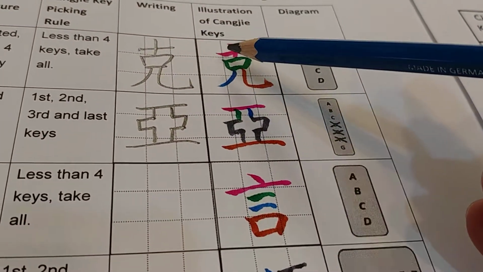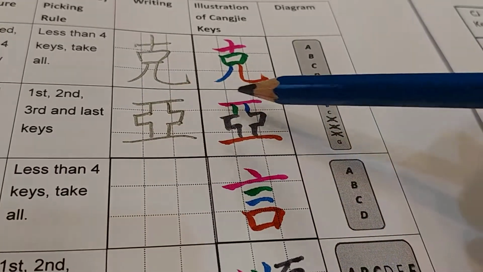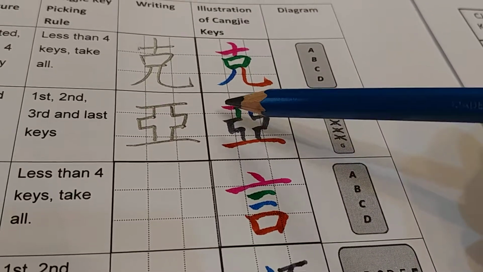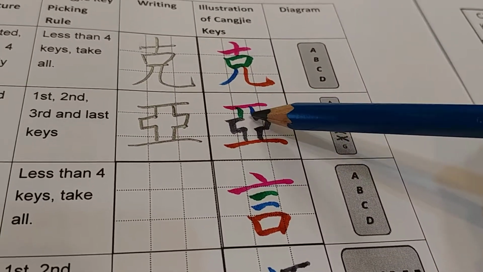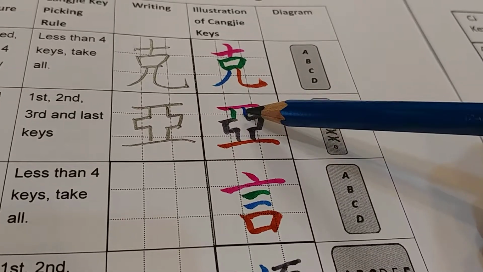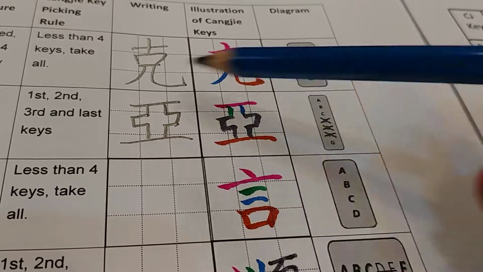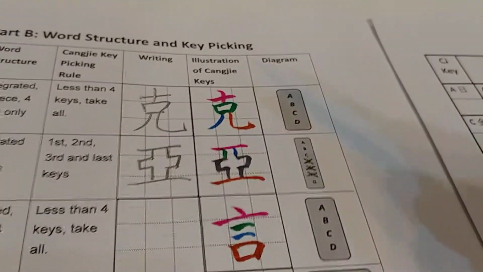The first one has 4 keys only, and the second one has more than 4 keys, and we take the top one, and then a little bit lower, the 2 vertical strokes, the 2 L's, and then the last: first, second, third, and last.